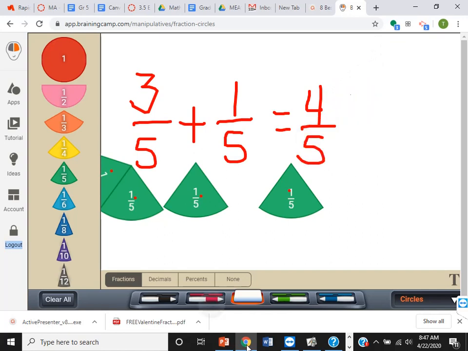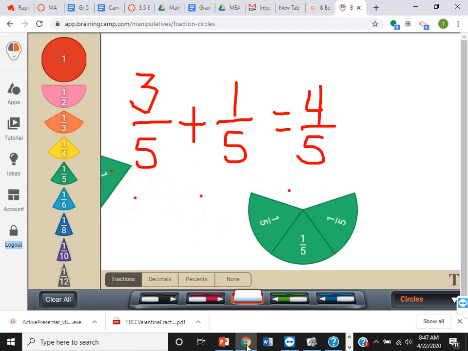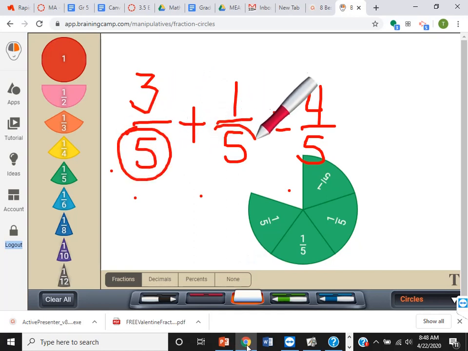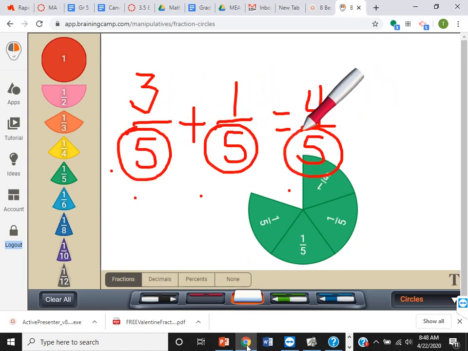Okay? So now what we can do is to see what this model looks like when it's combined together. So I'm just going to take all of my pieces and put them all together. So you can see that we have a total of 4/5. Now if you notice, our denominator in our fraction did not change. Why didn't it change? Because the pieces are the same size. We're not changing the size of the pieces, so the denominator is not going to change in our sum.